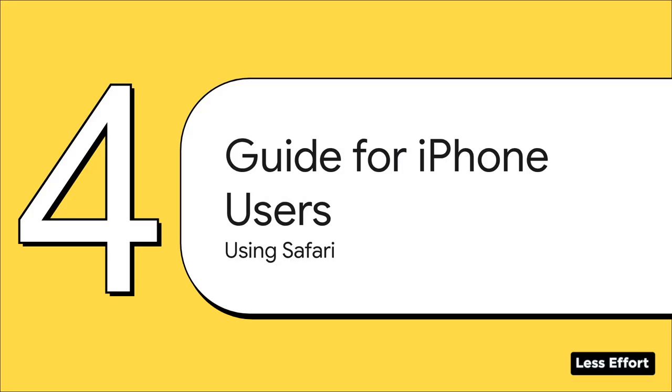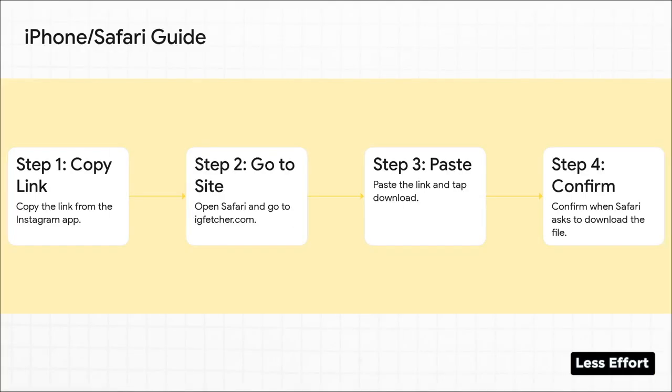Okay, a quick little guide for all my iPhone people out there. The process is pretty much the same, but there's just one tiny extra step when you're using Safari. Let's walk through it real quick so you know exactly what to do. So you're going to start the same way. Copy the link from the Instagram app. Then you open up Safari and head to igfetcher.com. Paste the link in the box, hit download, and then Safari itself will ask you, hey, do you want to download this? You just tap download on that little pop-up, and you're golden. The file will save right to your phone.